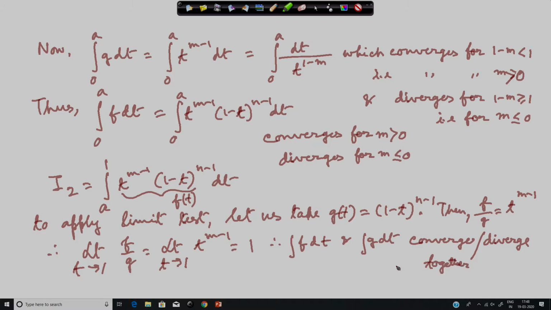So, this is from a to 1. Let us check for what values of n the integral of g dt converges or diverges. Now the integral from a to 1 of (1 minus t) to the power n minus 1 dt converges when... so this is equal to what?